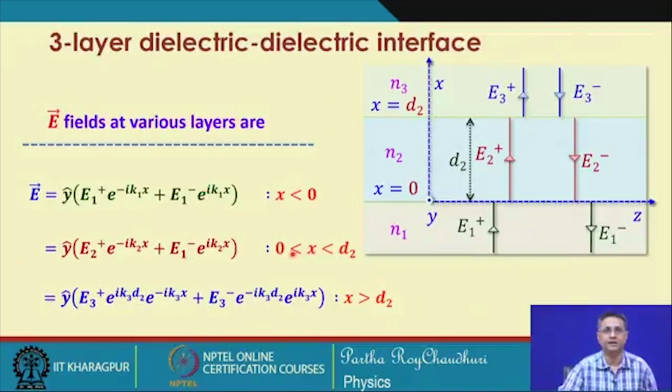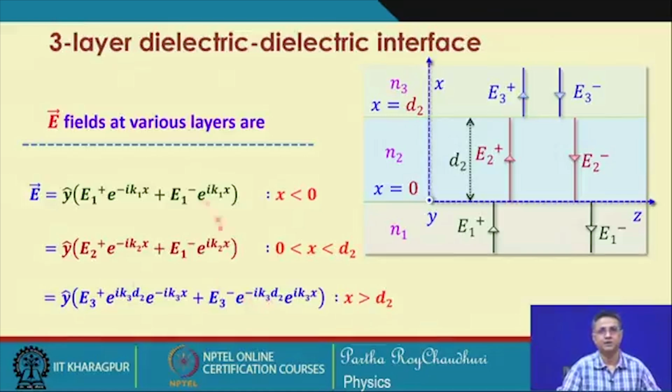For the middle layer, that is x greater than 0 but less than d2, we can write this field equation in this way, where E2 plus and E2 minus are the forward propagating and reflected waves. And similarly, for the third layer, we can write this equation in this form, because now this wave has already traveled the distance d2. So, we can write this as e to the power of i k3 d2 into this oscillatory variation of the field e to the power of minus i k3 x, and so on for the reflected wave.